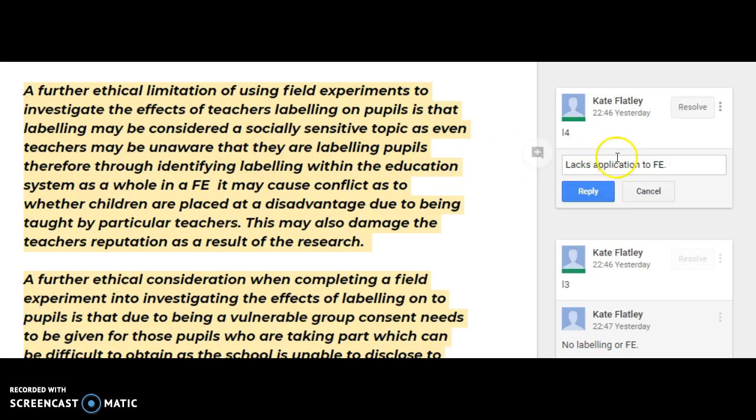The student continues with another L4 with another ethical issue. Labelling is a socially sensitive topic. So teachers might be unaware that they're labelling pupils, and if the research says that they are labelling pupils, it might damage the teacher's reputation as a result of the research. That is level 4. There's no indication to field experiments, but it's very clear about labelling and about research.